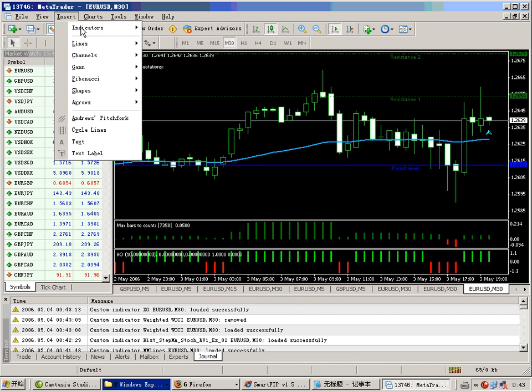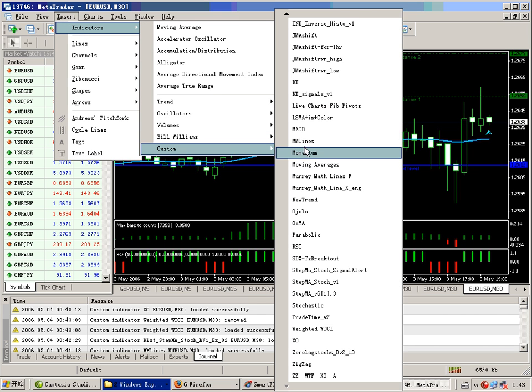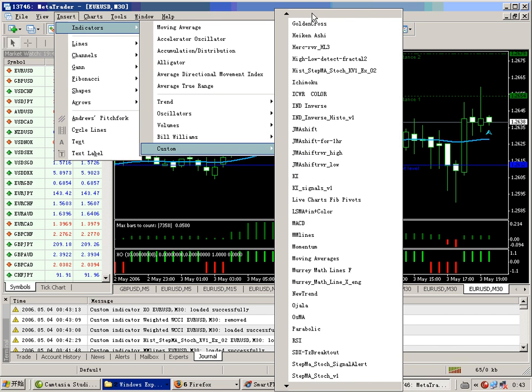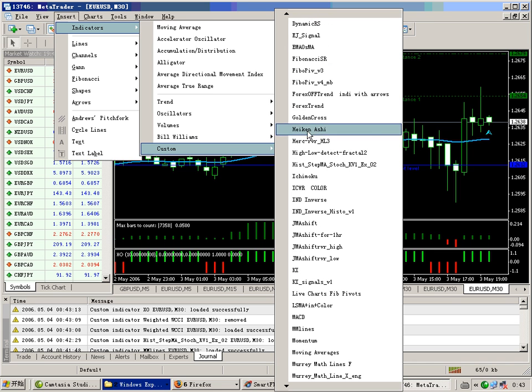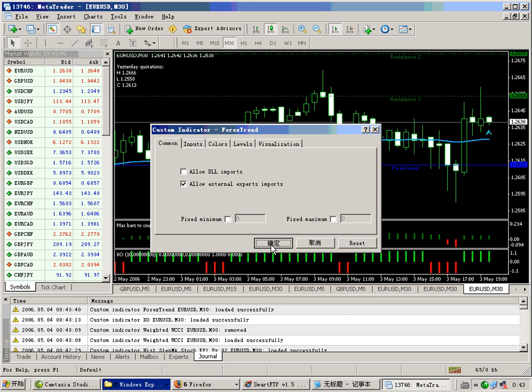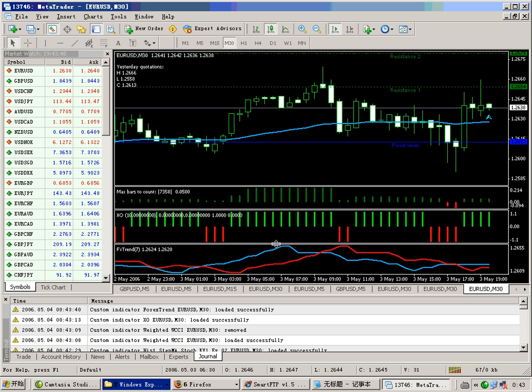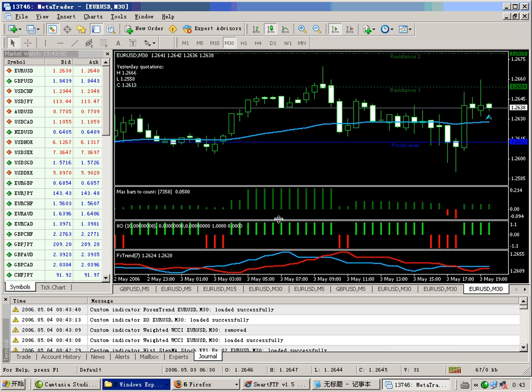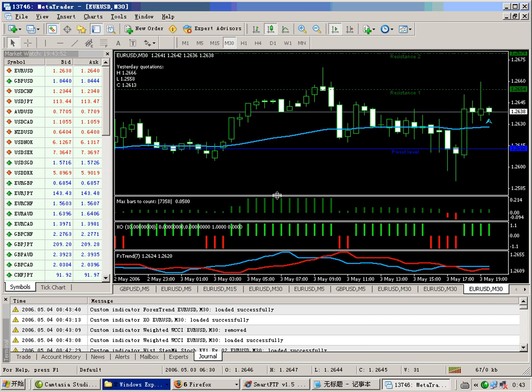And finally, we're going to insert the forex trend custom indicator, which we've downloaded. So we go to Indicators Custom and Forex Trend, OK that, and we've now got our chart set up for our trading strategy.